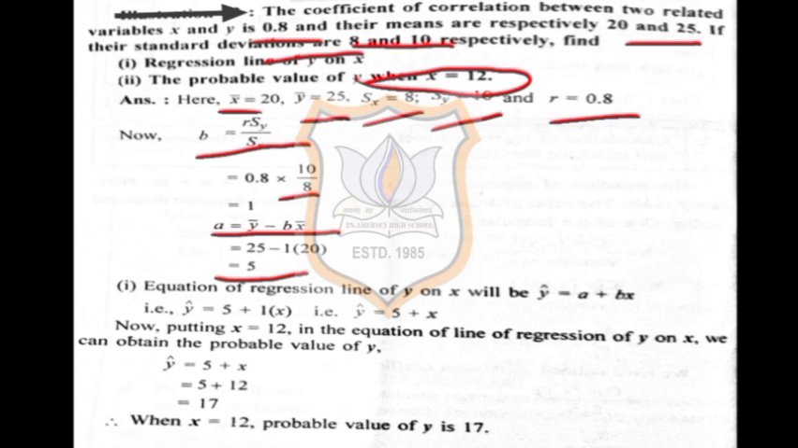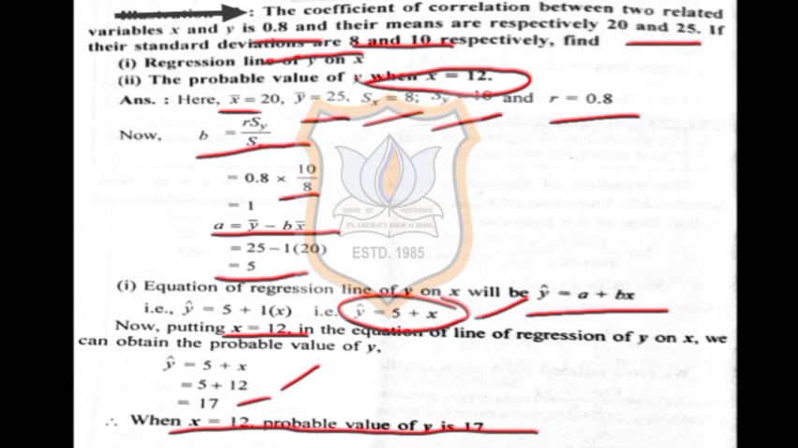Now what is regression line of y on x? Y is equal to a plus bx. So substitute a as 5, b as 1. So the equation will become y is equal to 5 plus x. This is the line of regression. Now what is the value of x? 12. So substitute in this equation. You will get y is equal to 5 plus 12. So your answer will be 17. So when x is 12, y will be 17.